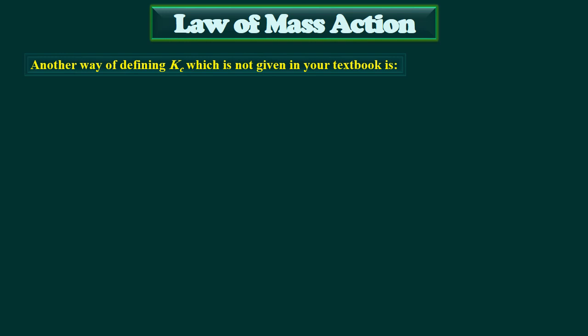Another way of defining Kc, which is not given in your textbook, is that Kc is the ratio of forward rate constant Kf to the reverse rate constant Kr.